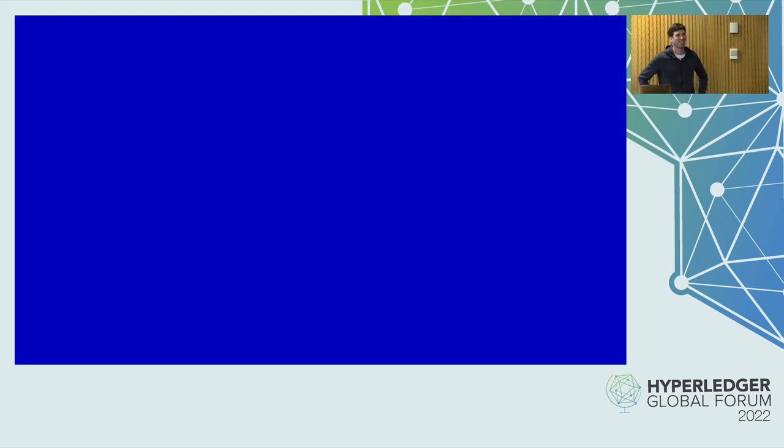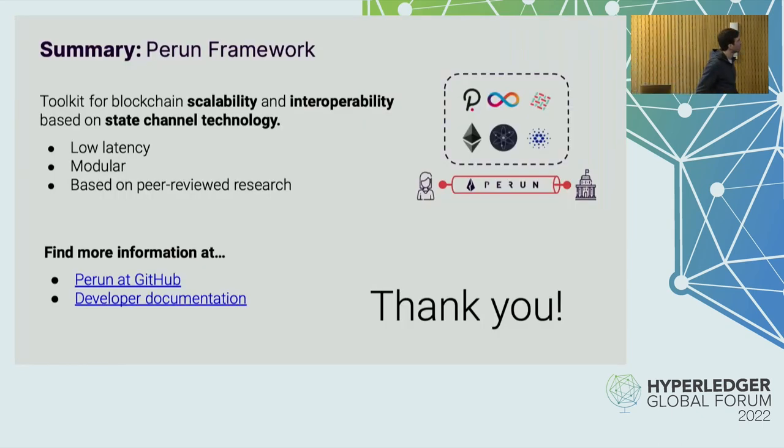Is Perun currently integrated only with Ethereum, or is it available for integration with other blockchains? Yeah, as I said, these are the blockchains, and this is live, with different feature sets. Virtual channels, for example, channels on top of channels, we currently only have here. Channels with customized transaction logic we have in Polkadot now. Cardano and Dfinity are in development.